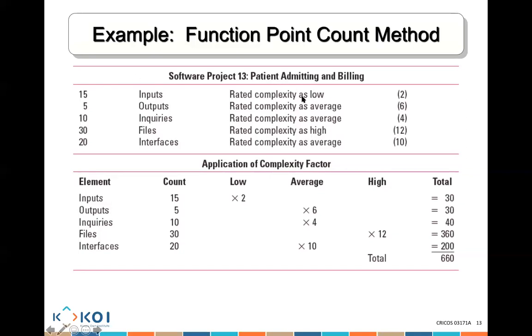15, low complexity, 2. 15 times 2 is 30 function points. 5, complexity is average, so that's a 6. 6 times 5, 30. Inquiry, 10 times average, 4, 40. This is a high complexity, 30 times 12, 360. That will help you to calculate your function points required for the project.